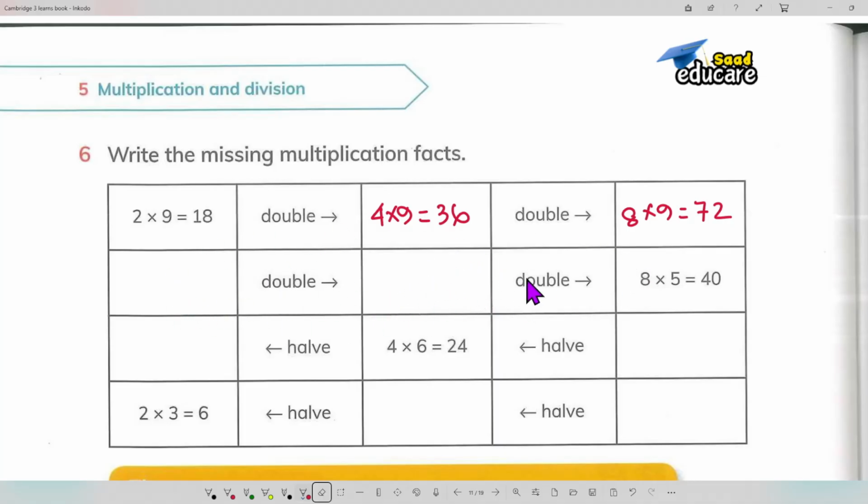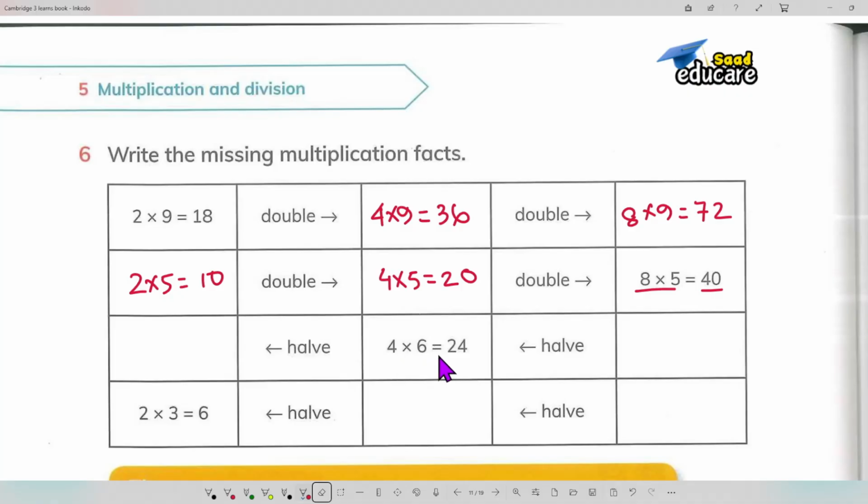fill the blank. Here is 8 times 5, here is 20, so it's become double of 4 times 5 is 20, and this is double of what? 2 times 5 equals to 10, right?